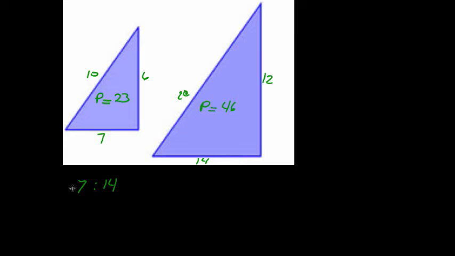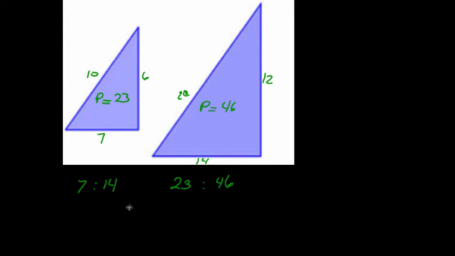Remember, a ratio can be written in this direction, or I can write it as a fraction. However, for this purpose, I think it's a little bit easier to write it in this method. It's a method that works well for me. Alright, so 7 to 14, so that's one of our corresponding sides. Then I'm going to create another ratio for our perimeters. Alright, so we have 23 to 46.